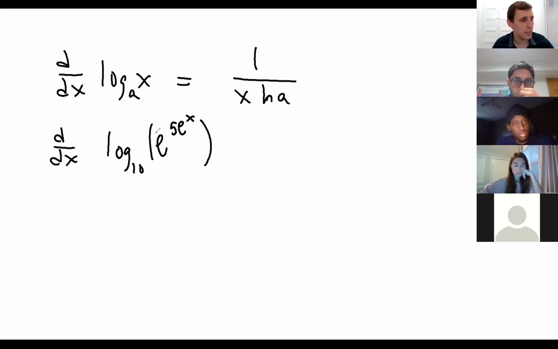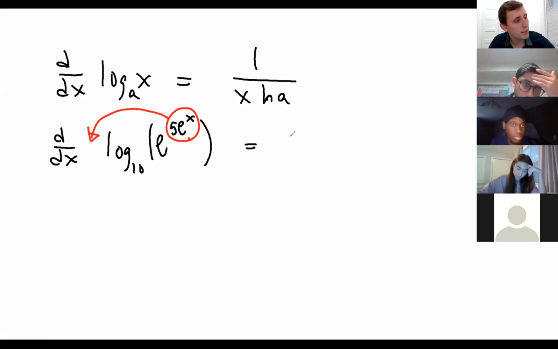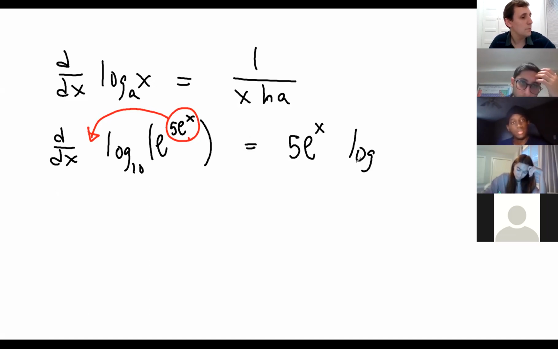So before we take derivatives, we can use the properties of logarithms. Look at this, please. Do you see that this can be moved in front? Yes, so what is this function? This function is simply 5e to the x times log base 10 of e.